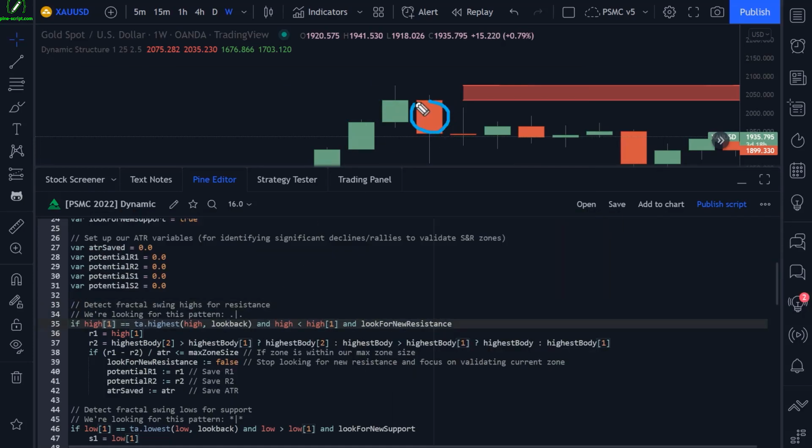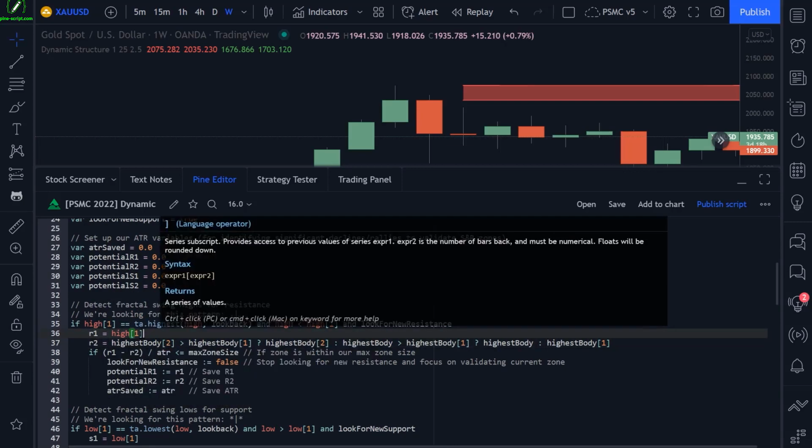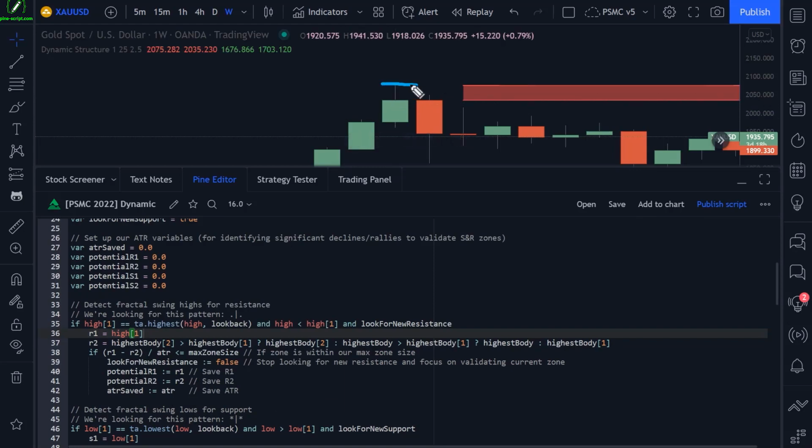So on this bar right here, this if statement is checking, is the previous high the highest high over our look back period? And is the current bar's high lower than that previous high? And are we looking for a new resistance zone? If these conditions are met, then we create two new variables within the scope of this if statement, R1 and R2. R1 is set to the wick of our swing high. R2 is set to the highest body. And this little stacked ternary condition here is checking all of these three candles to see which candle has the highest body. And that is what is used to draw our zone between.